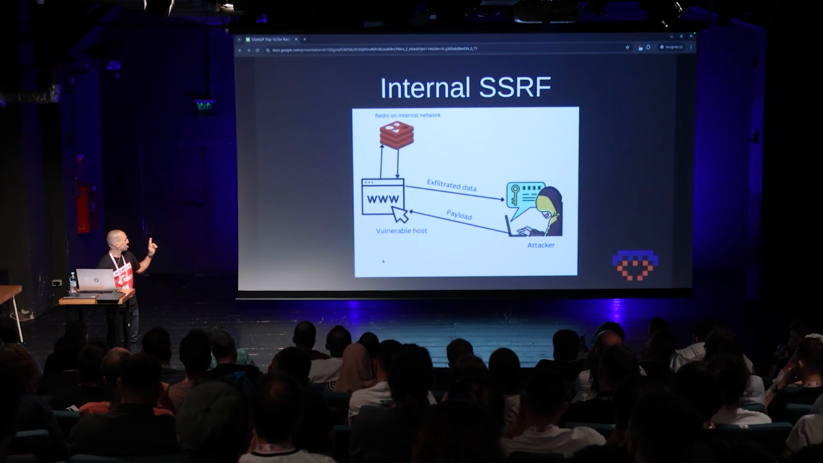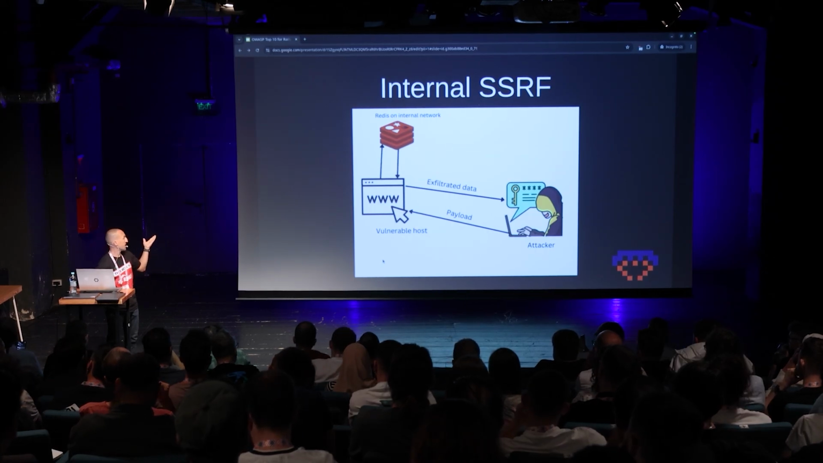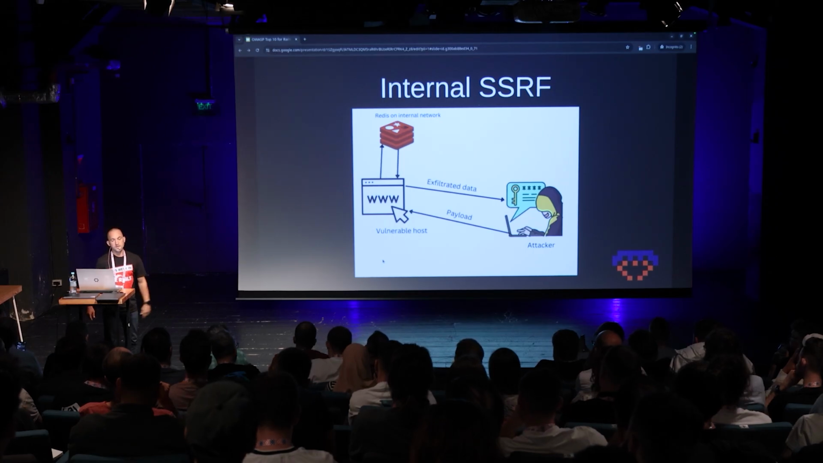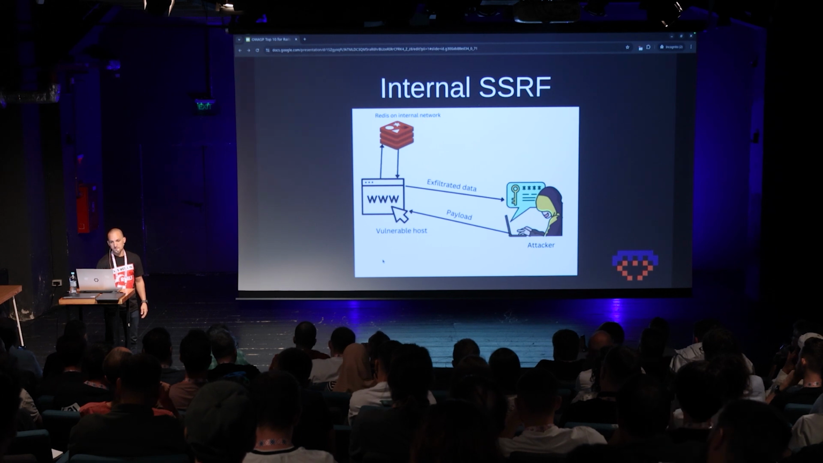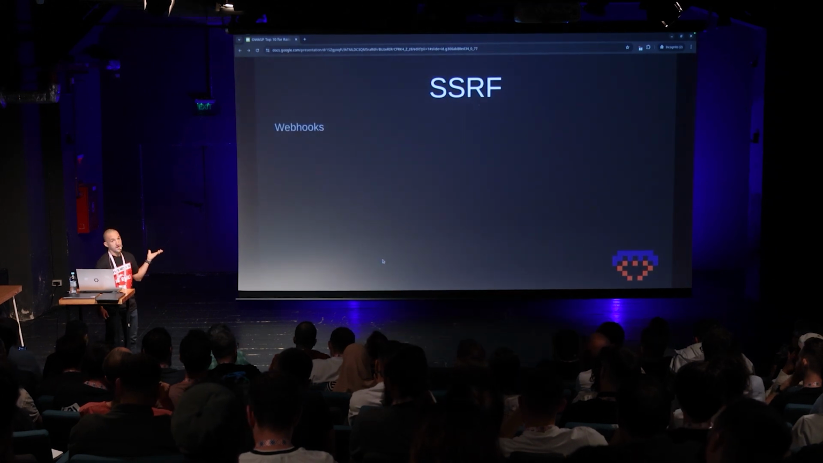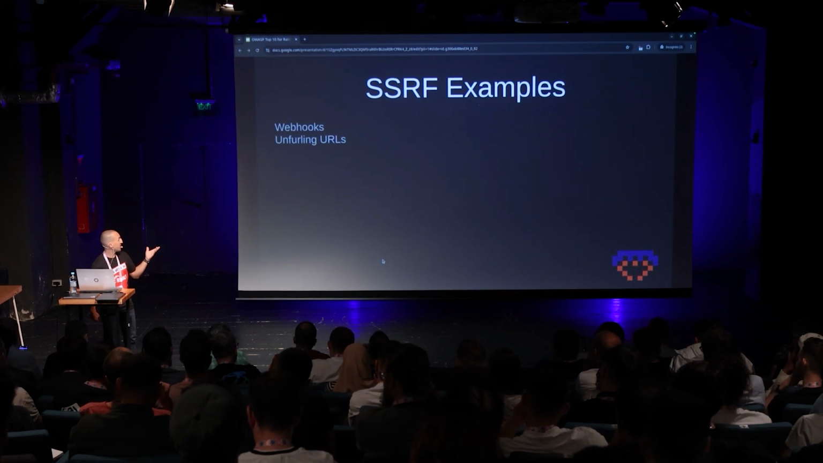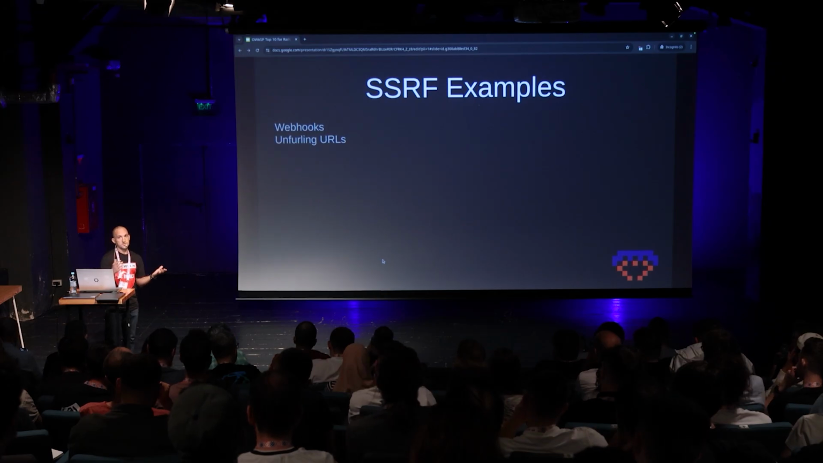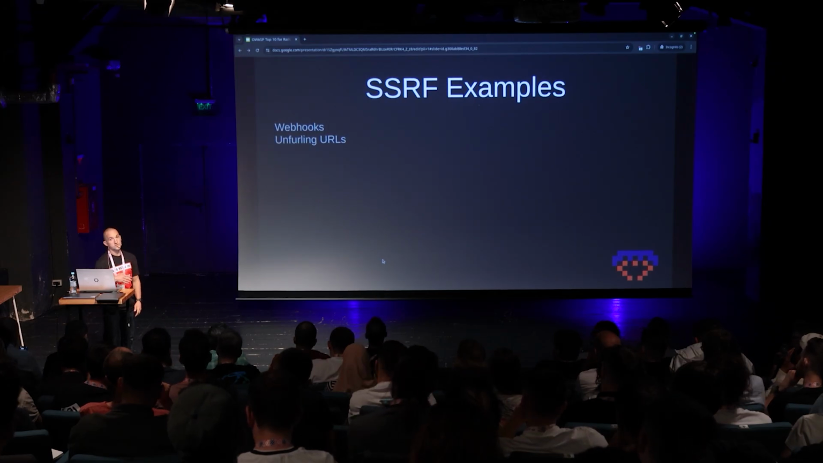The other example is internal server-side request forgery, which is much more dangerous and interesting because the payload is sent to the vulnerable host, which sends that to something on the internal network like Redis, and then the exfiltrated data gets sent back to the attacker, which can lead to more serious issues like data leakage. And it's very common in webhooks and when you are doing unfurling of URLs, because in those scenarios, the user can control a URL, which the server later makes a request to.